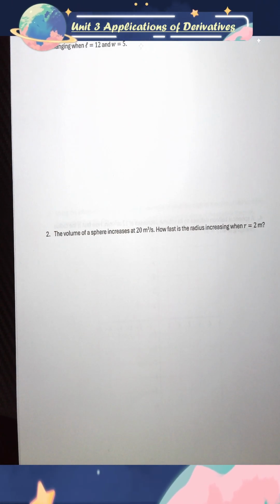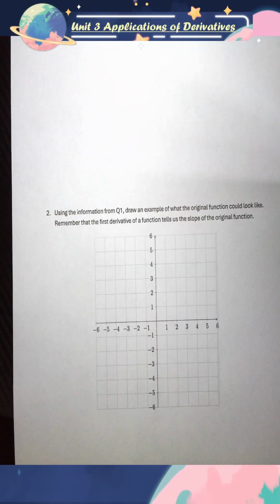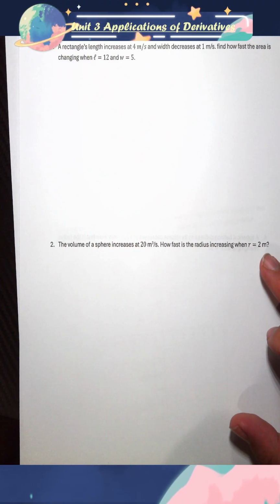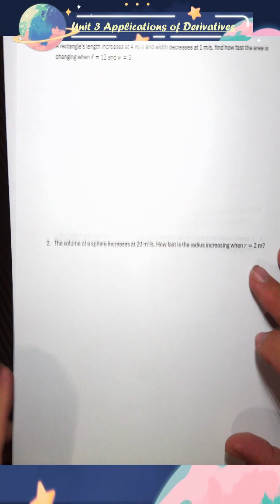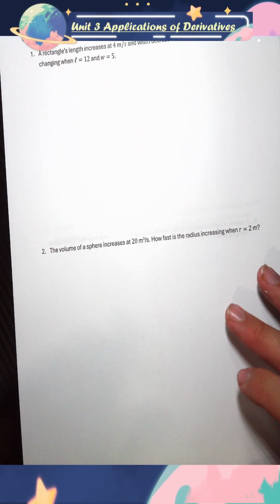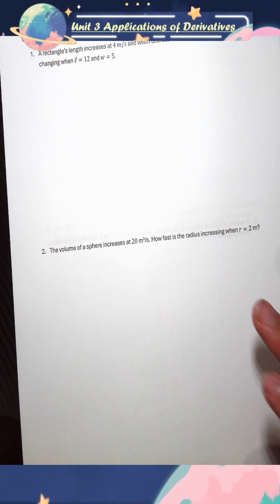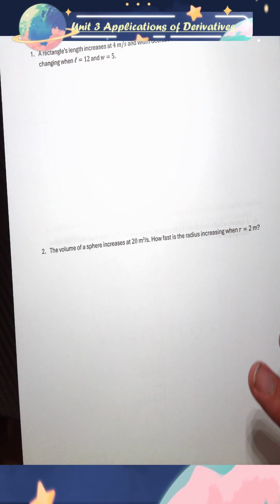So we're going to go ahead and do the worksheets for today. You have two, 3.1 and 3.2. Let's get started. So remember, vocabulary: increases means positive and decreases means negative. Constants are just constants, right? Okay.